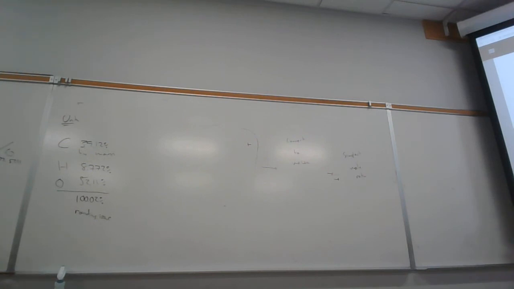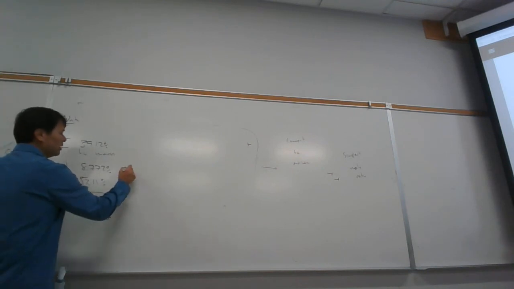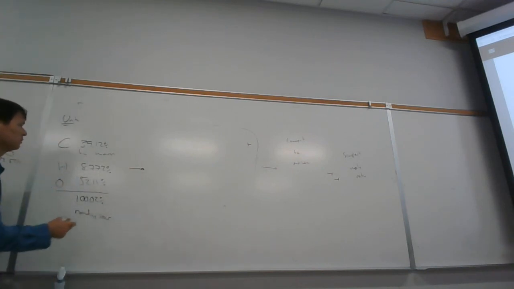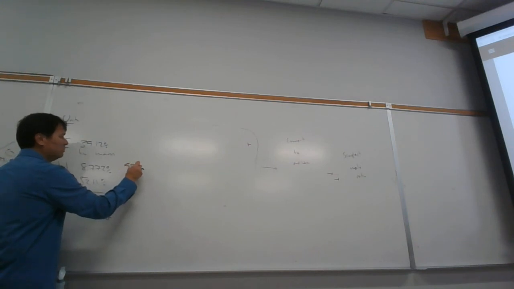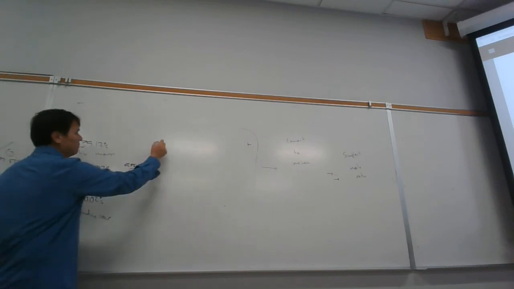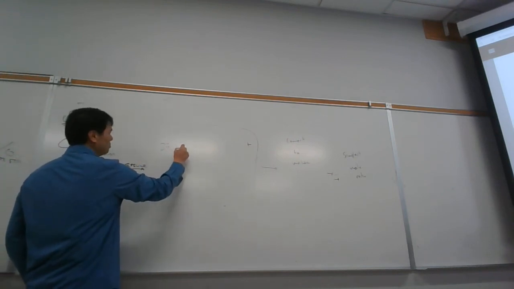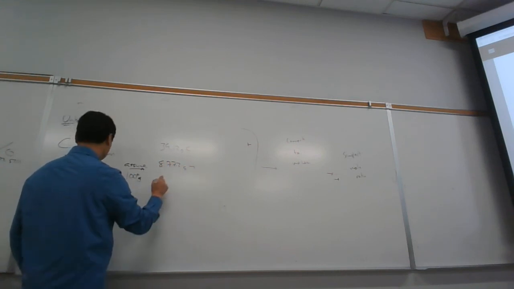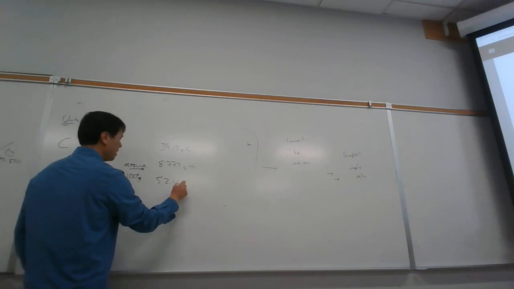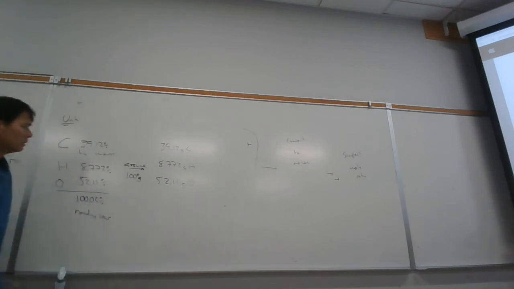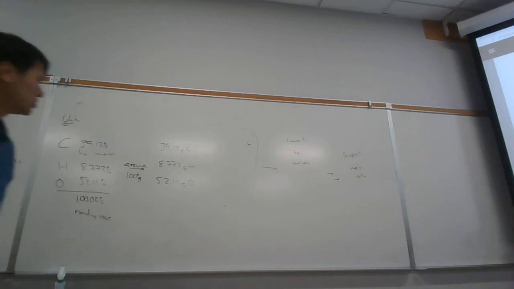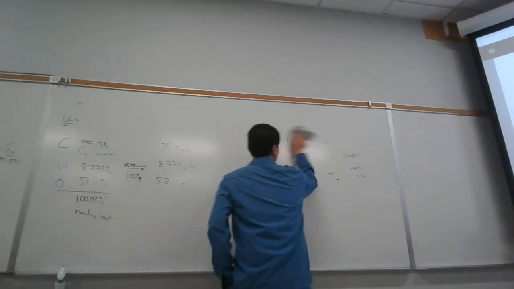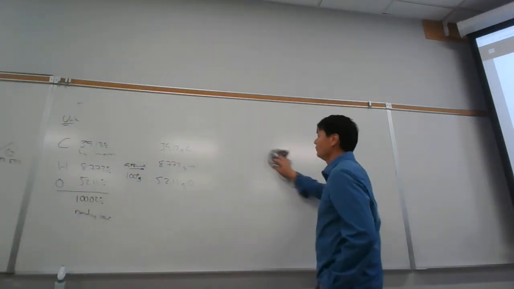Formulas are mole ratios. So the whole goal of this is to get the mole ratio. To get the mole ratios, we need to do a mass to mole conversion. So the first step here is we're going to assume 100 grams. If we have 100 grams, then this is going to be 39.12 grams of carbon, 8.772 grams of hydrogen, and 52.11 grams of oxygen. Okay, again, that's still just the mass ratio. That's not what we want. We want the mole ratio.